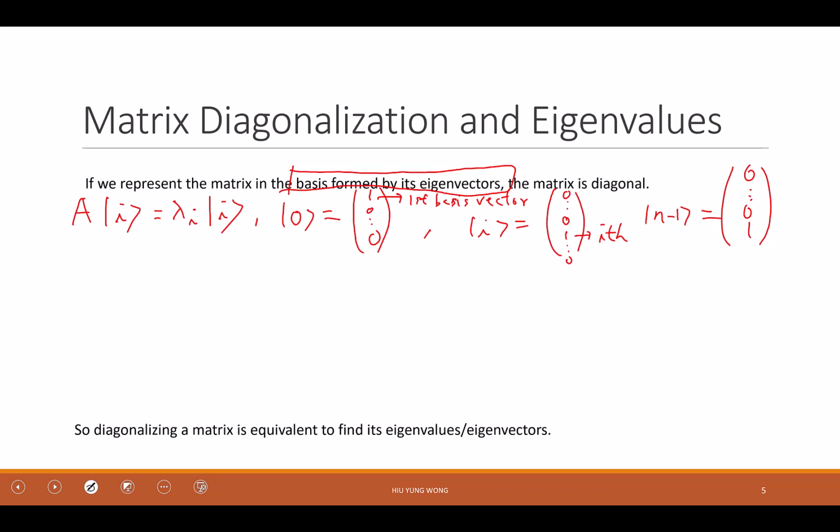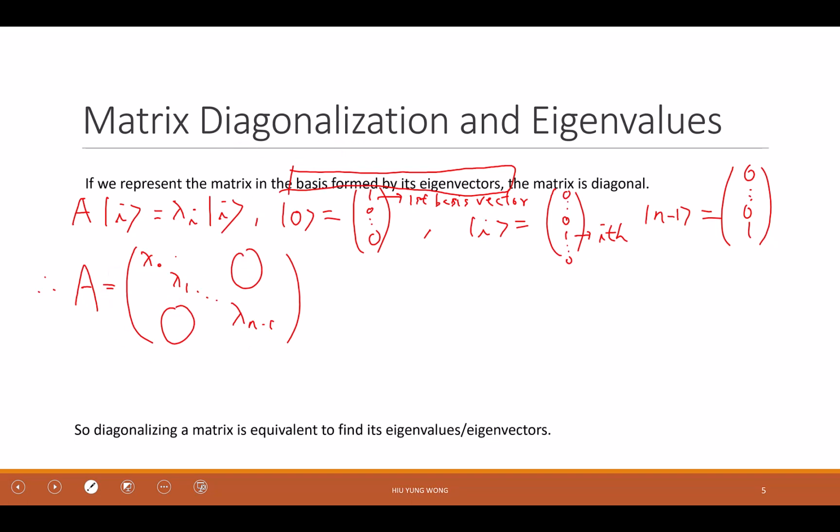But in its own eigenbasis, A is diagonal. Okay, so that is what I want you to see. As a result, A must equal diag(lambda 0, lambda 1, ..., lambda n minus 1), and this means everywhere else is 0. If I write the matrix A in the basis formed by its eigenvectors, then it is diagonalized.